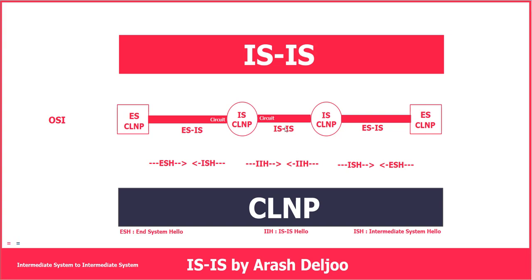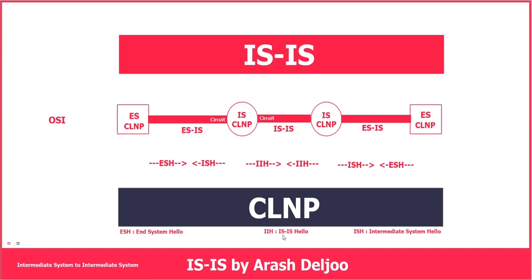And also every IS should send ISH to the other ESs. Look here, ISH is the abbreviation of Intermediate System Hello. The usage of this ISH is for discovering the ISs by the ESs. For example, with the ISH, every ES can discover the IS, and with the ESH, every IS can discover the ES.